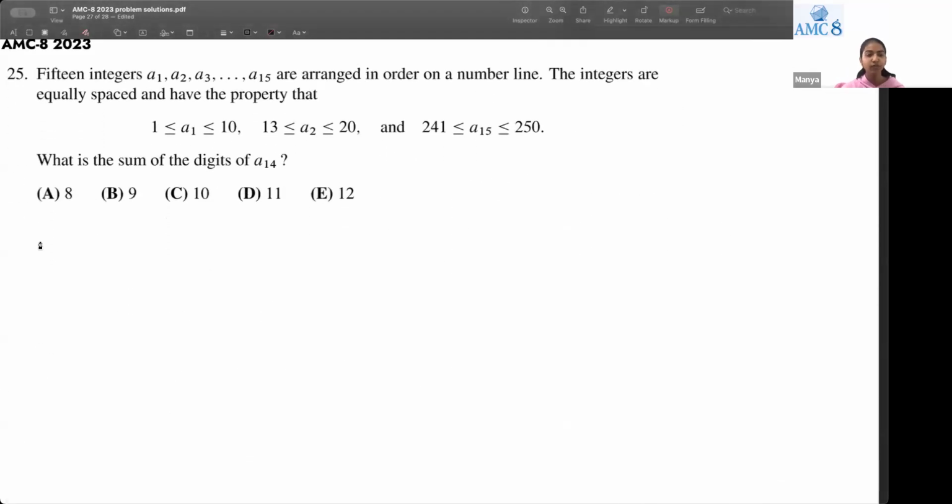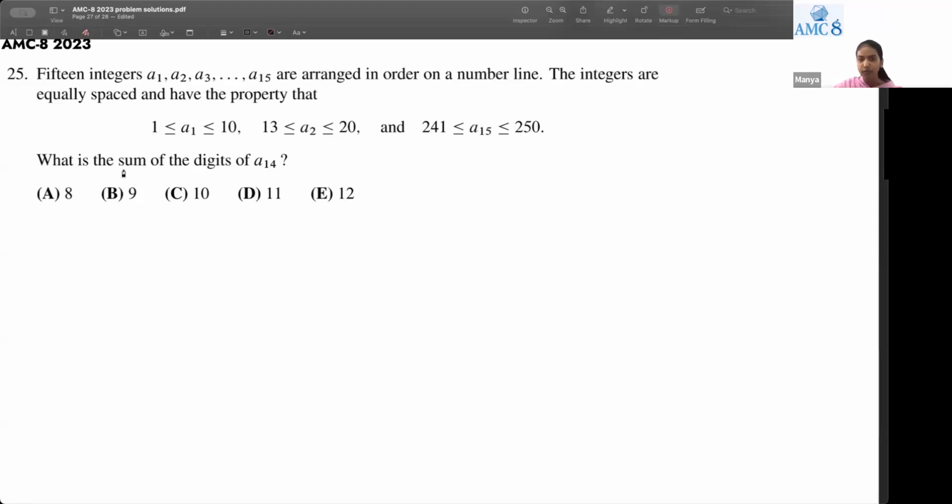Problem number 25. 15 integers, A1, A2, A3, and so on till A15 are arranged in order on a number line. The integers are equally spaced and have a property that A1 is greater than or equal to 1 and less than or equal to 10. A2 is greater than or equal to 13, but less than or equal to 20. And A15 is greater than or equal to 241, but is less than or equal to 250. What is the sum of the digits of A14?